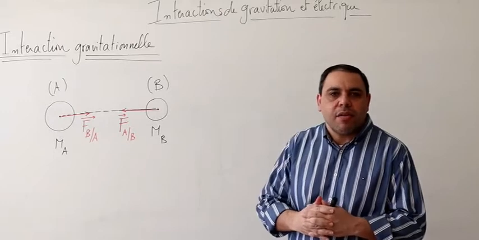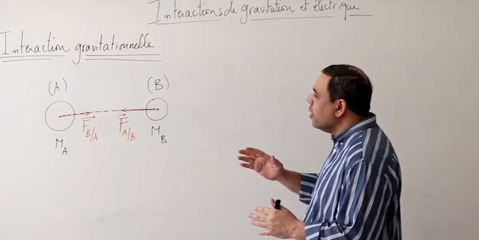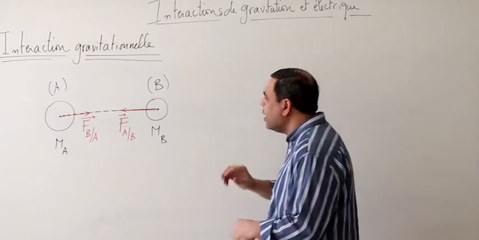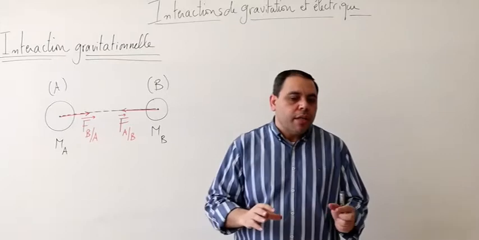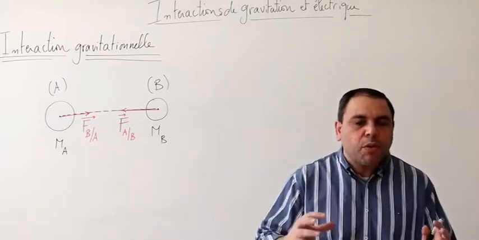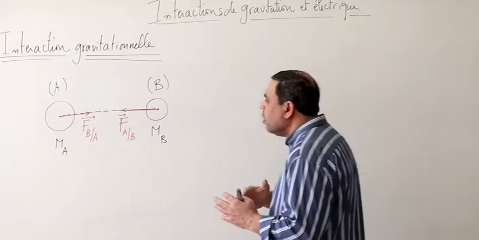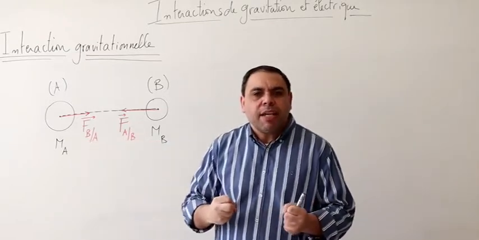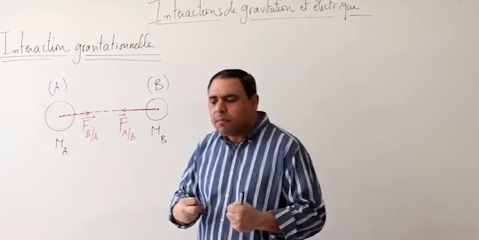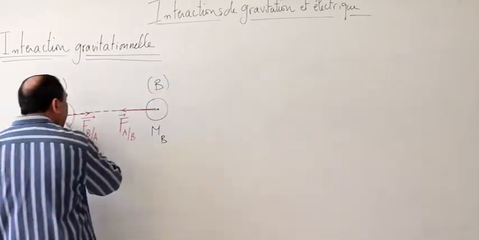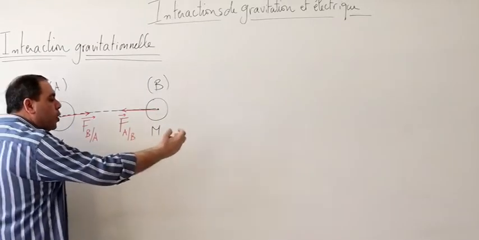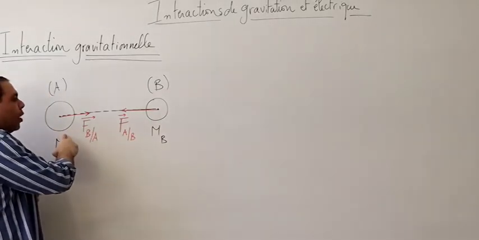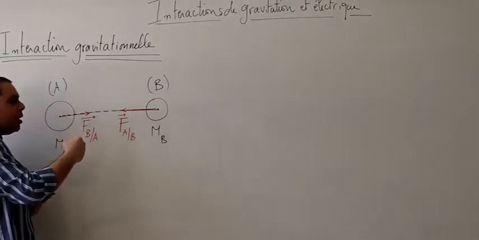In this video, we'll explain some interactions that happen from a distance, in particular the gravitational and electrical interactions. We'll start with the gravitational interactions. Newton has shown that all bodies, for example A and B, of masses ma and mb, will attract each other by a certain force. That is to say, the body A exerts on the body B a force of attraction such that body A attracts body B towards it.